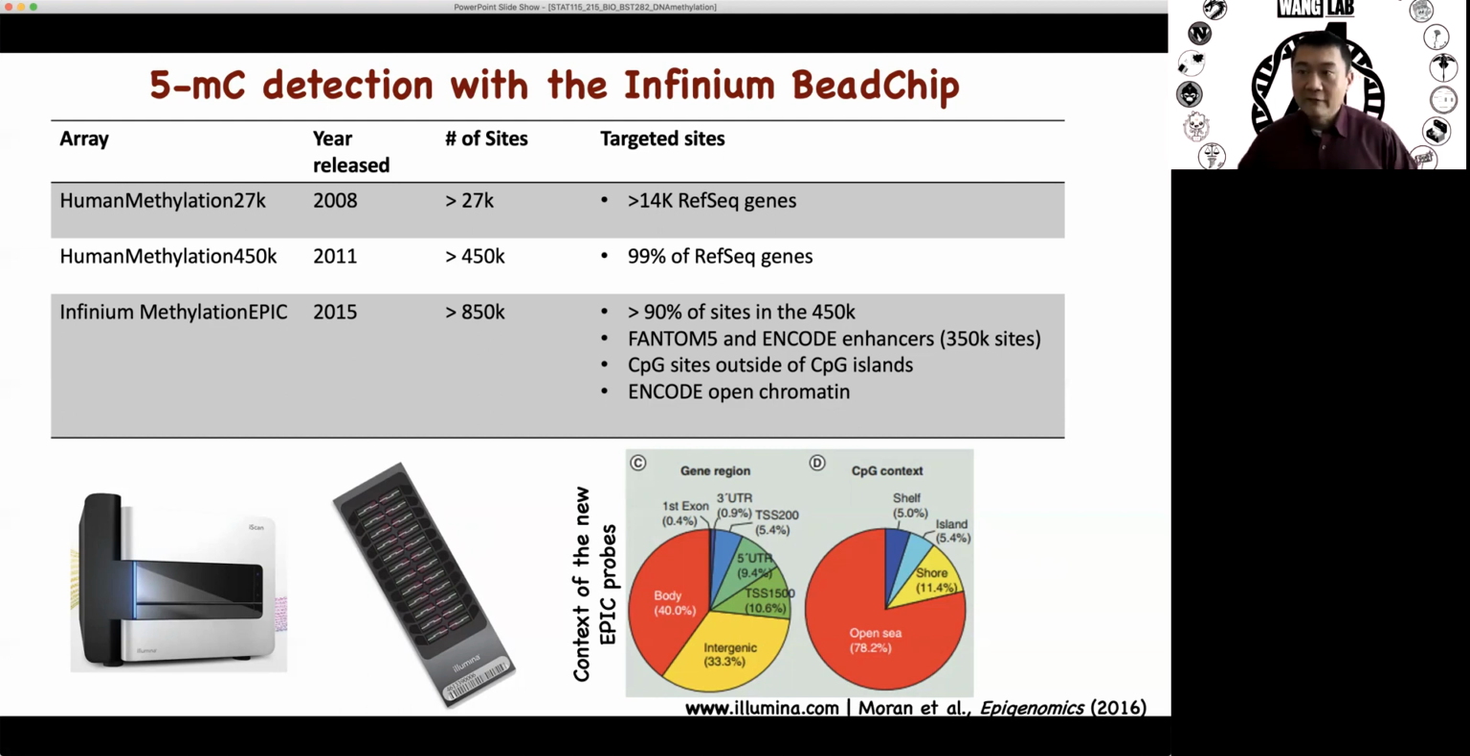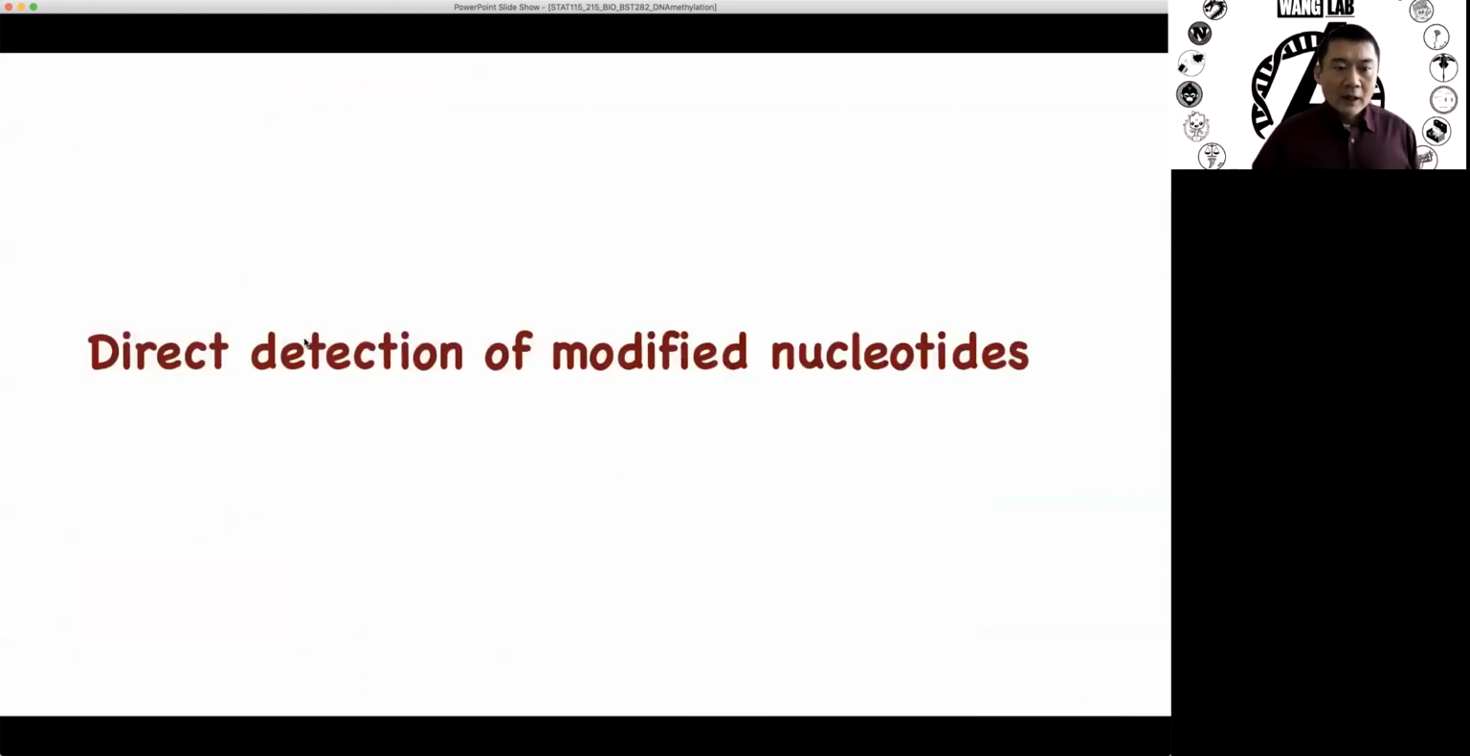But again, if you have a new species or interesting species you want to go after, you don't have an array, right? So you go for whole genome bisulfite or RRBS or other technologies. So finally, I'm going to wrap up and then just tell you the newest technology that's out there, right?